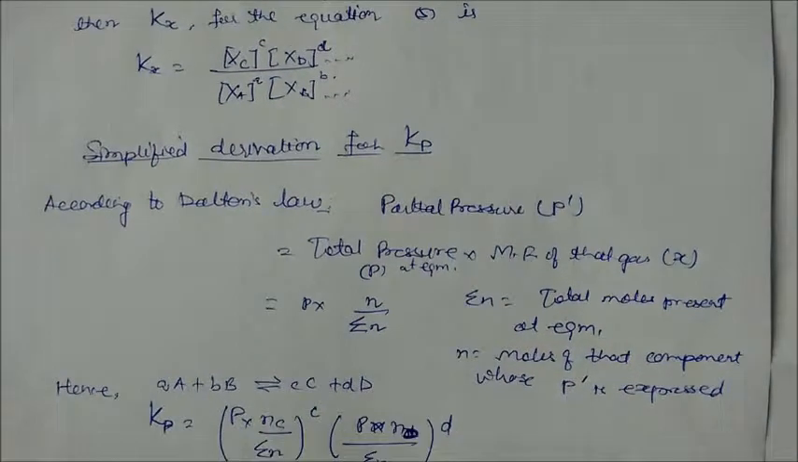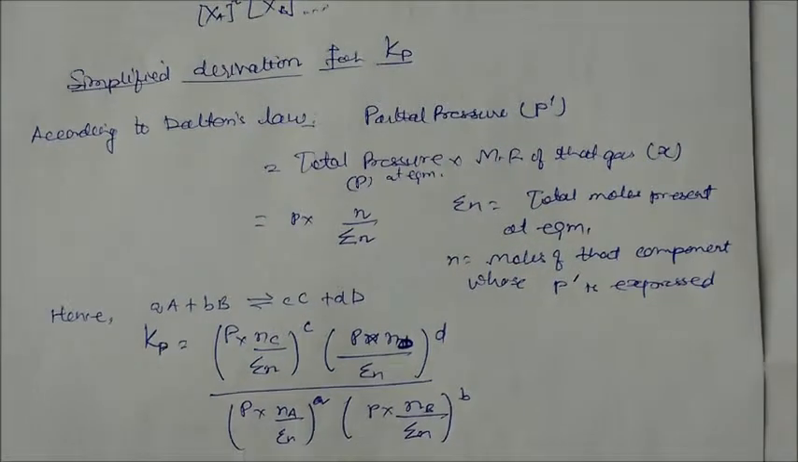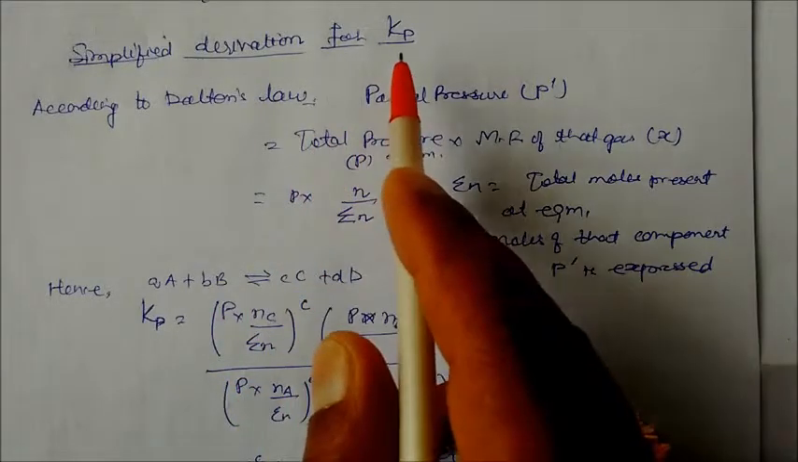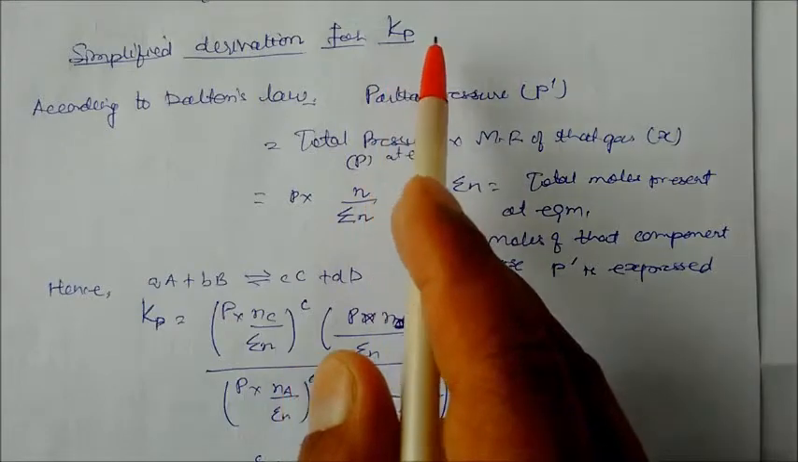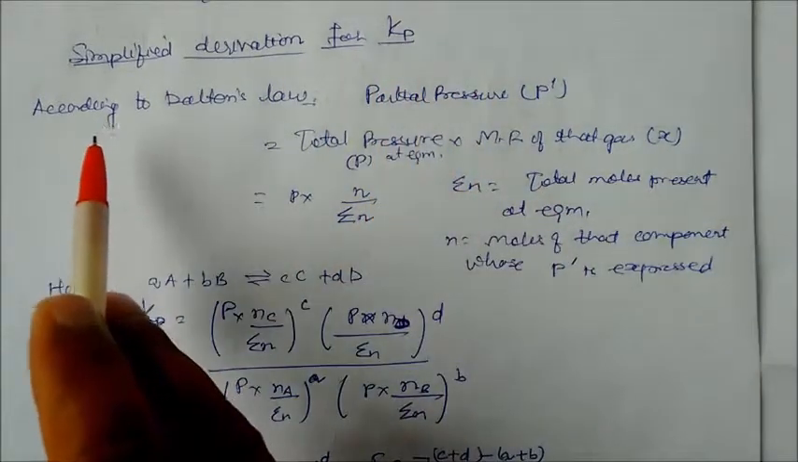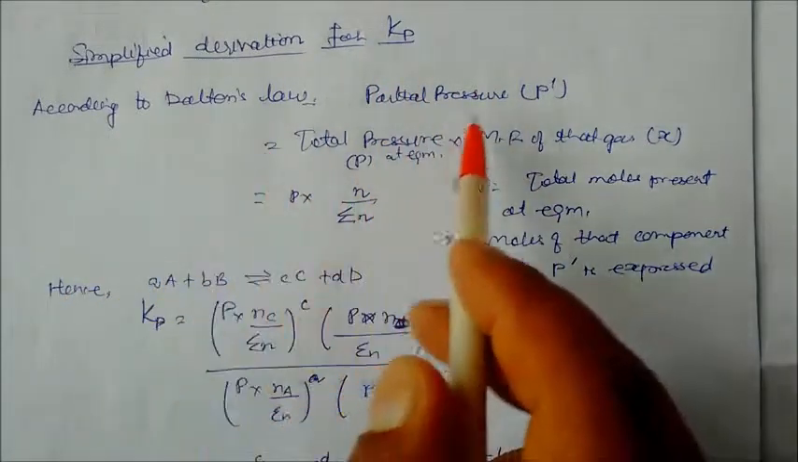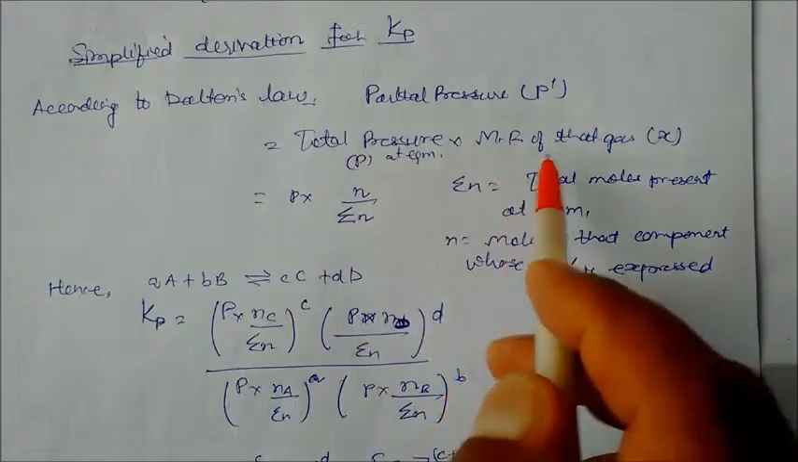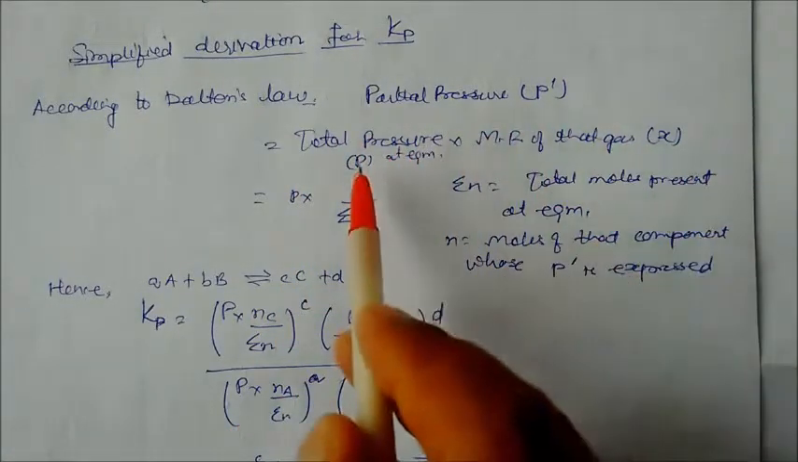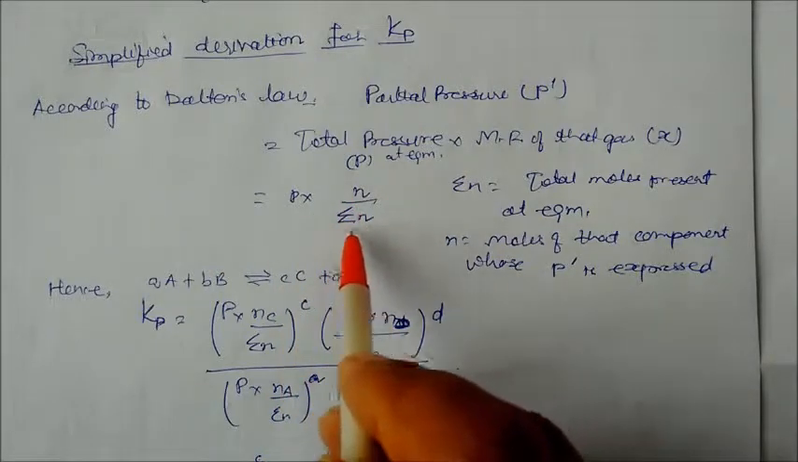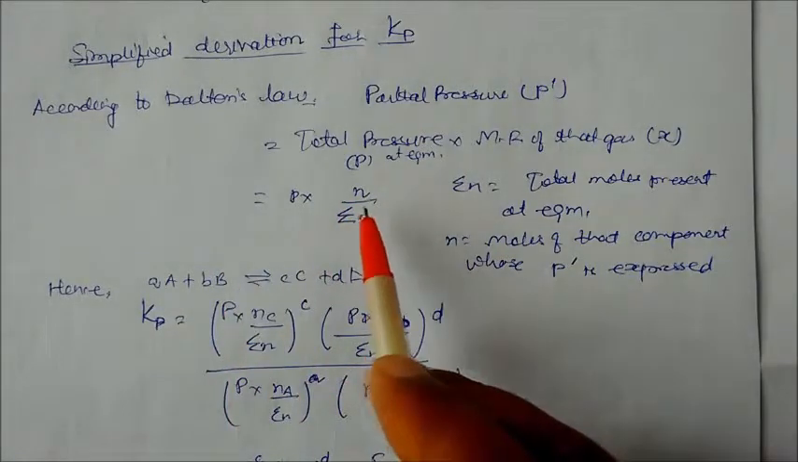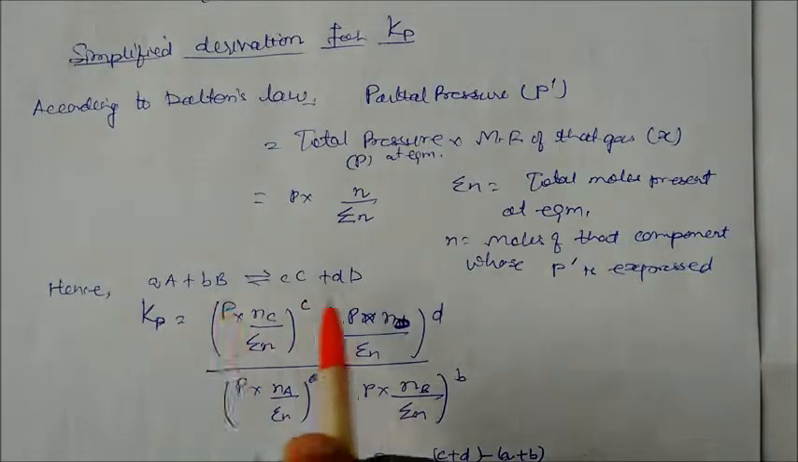Now we will simplify the derivation of Kp. How can we write Kp in another form? As we know, Kp is used for the partial pressure of gases. So now, according to Dalton's law, partial pressure is equal to total pressure into mole fraction of that gas. This is the mole fraction, this is the total pressure, so partial pressure is equal to P times n divided by total moles of the gases, where n is the moles of that component. So now this is a general equation.